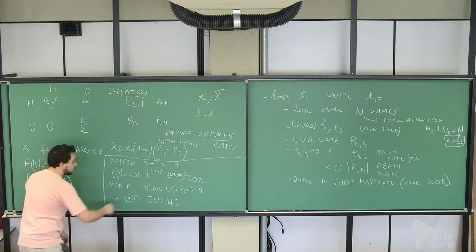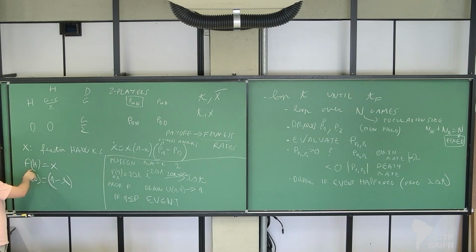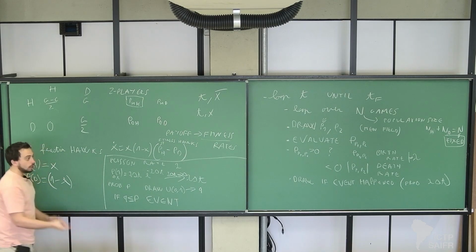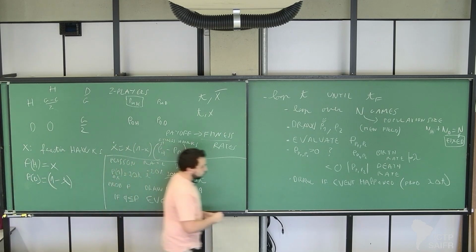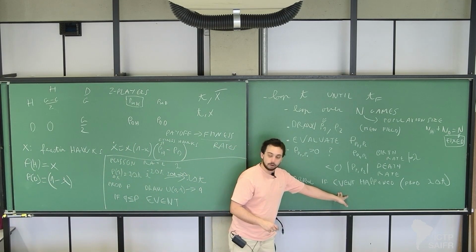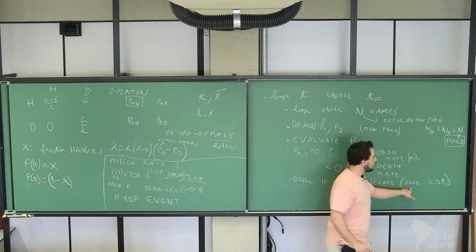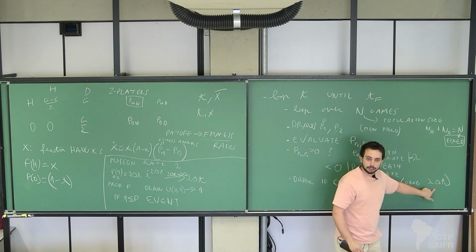So you're going to have to do this to draw the players, because you draw H with probability X, so you need to do it. Then you do it again to draw player 2, then you do it again to draw if an event happens or not. And now the probability is lambda delta t. Of course, lambda delta t needs to be lower than 1, okay? Lambda delta t needs to be lower than 1.